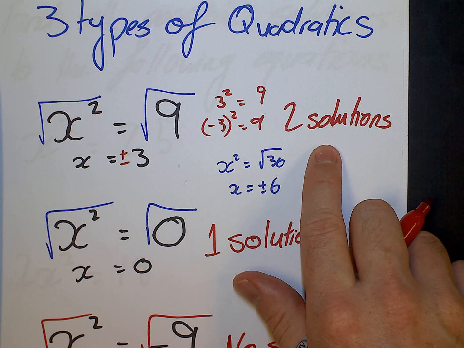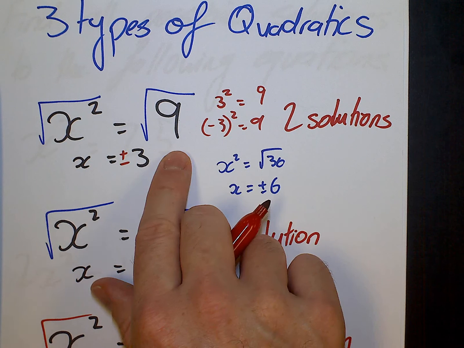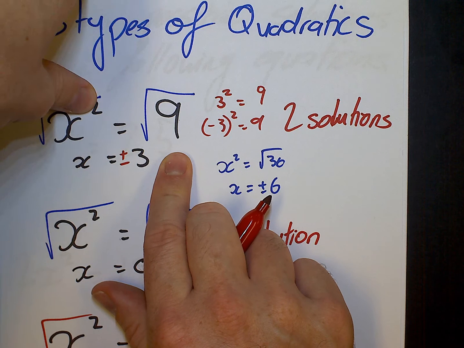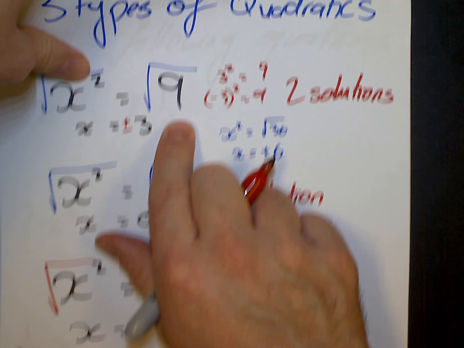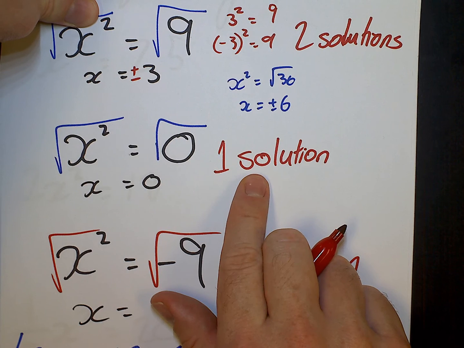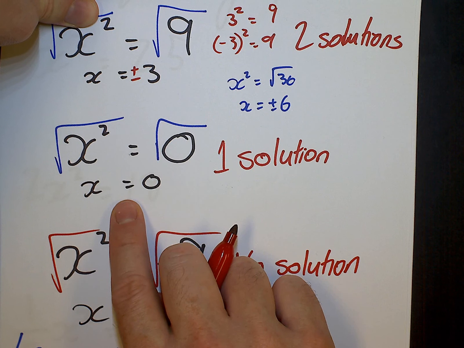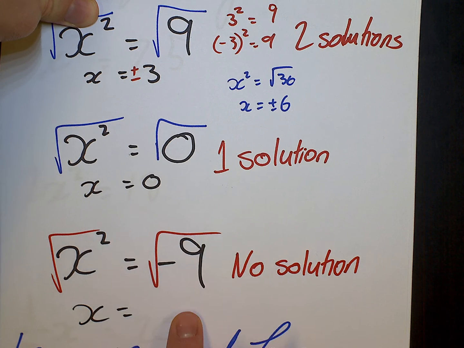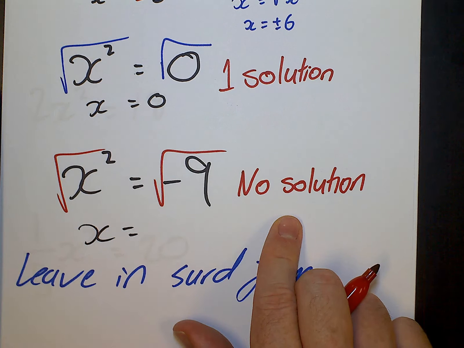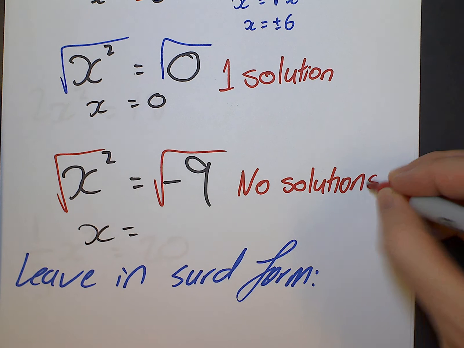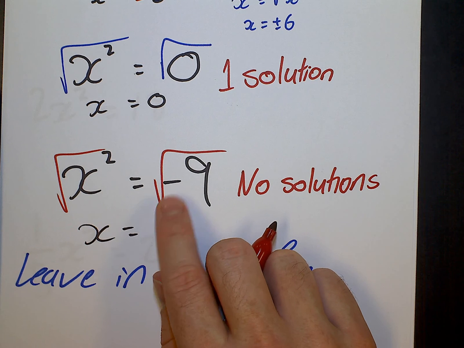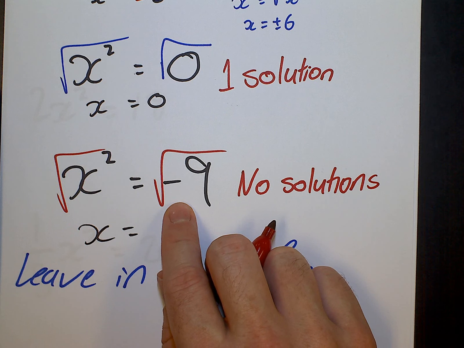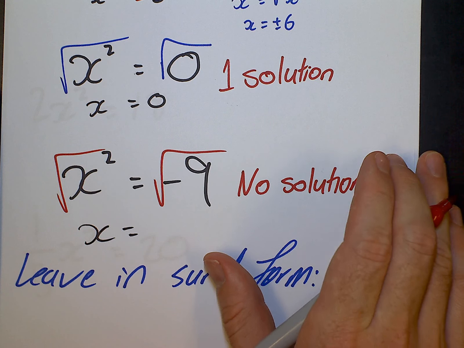We have one with two solutions, which can be any positive number. Then we can have a quadratic with one solution, that is with 0. And then we can have quadratics with no solution, when there is a negative number, the square root of a negative number. Okay, so we should be happy with that.